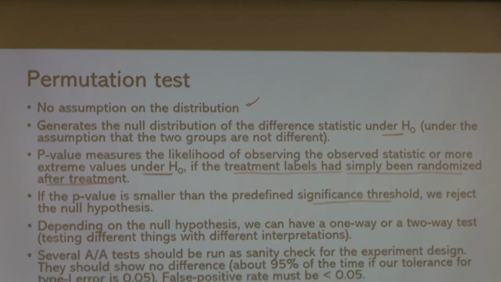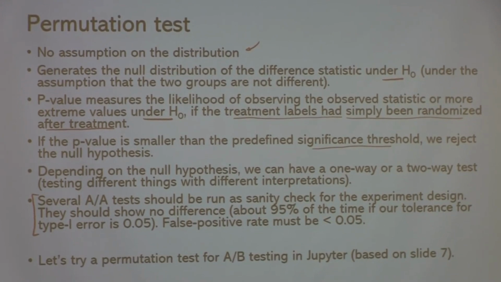And as a sanity check for our experiment setup, before actually trying to measure anything, we need to run a number of AA tests. An AA test means that the two groups are exposed to exactly the same thing, right? So we do this just as a sanity check. When we run AA tests, they should show no difference about 95% of the time if our tolerance for type 1 error is 5%.